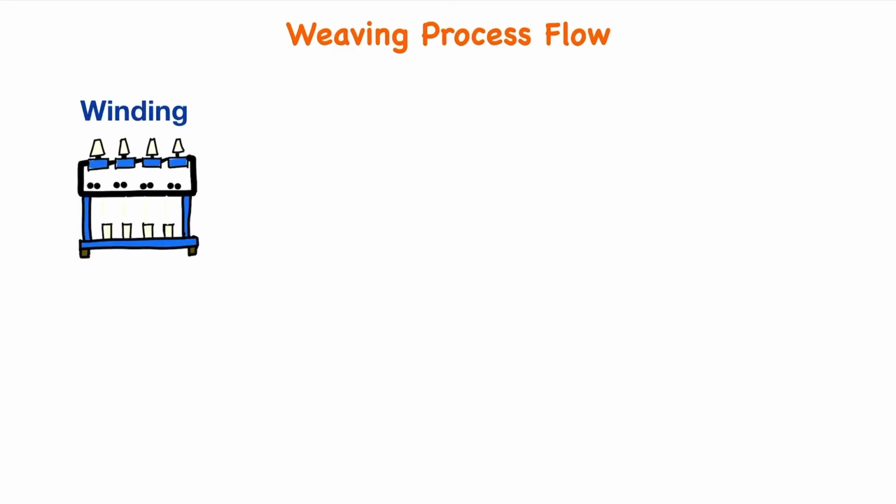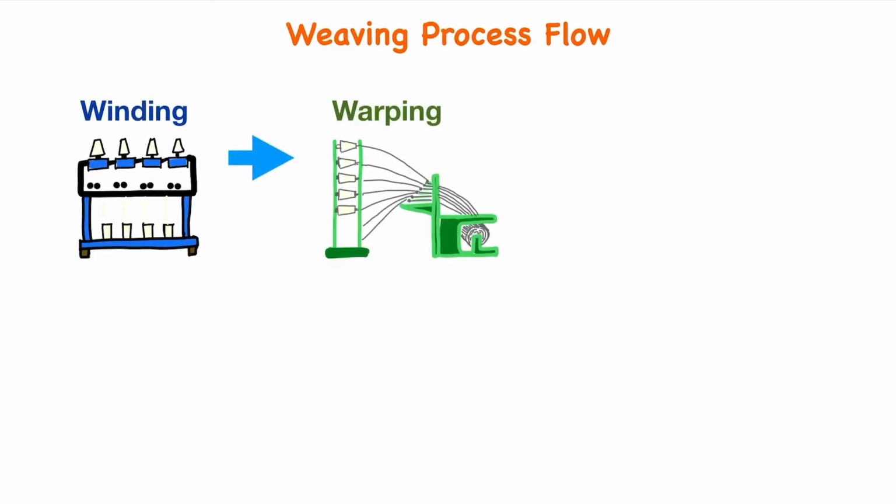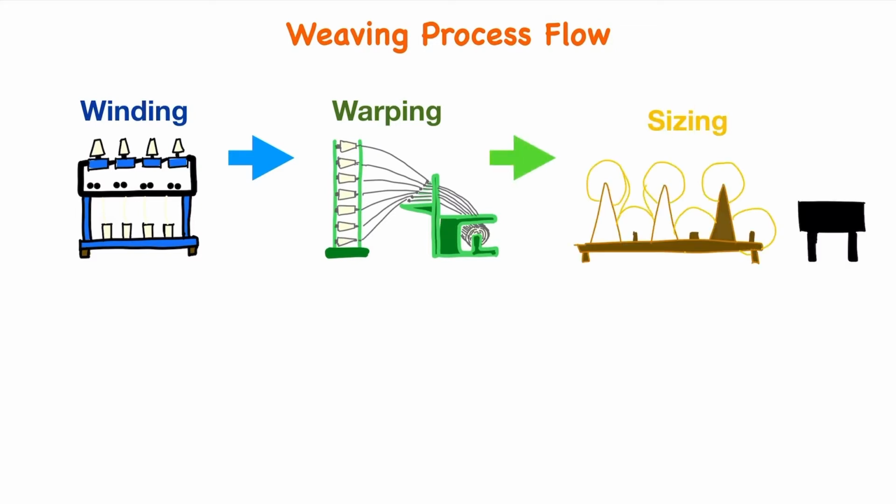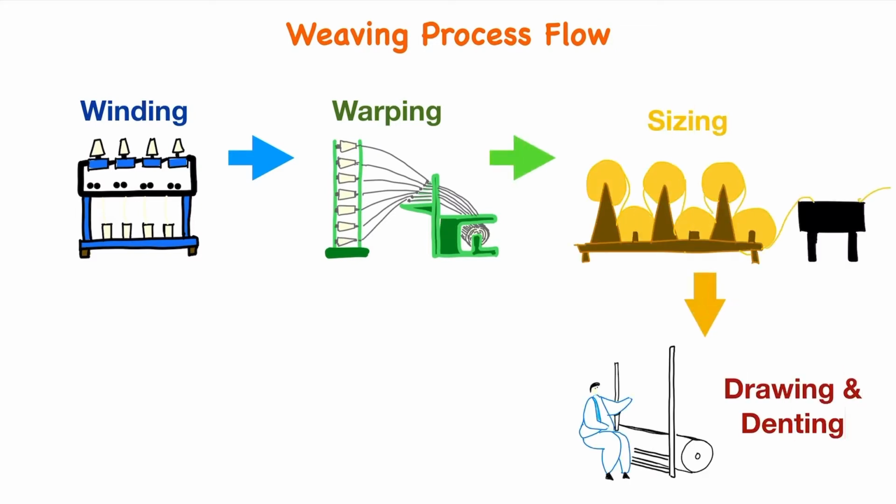Processes involved in making woven fabric are winding, warping, sizing, drawing and denting, and finally looming.